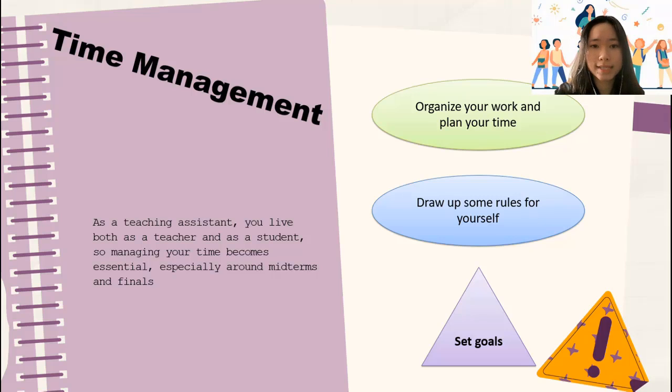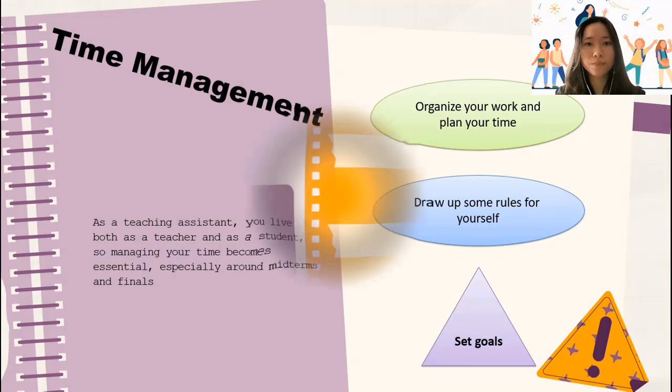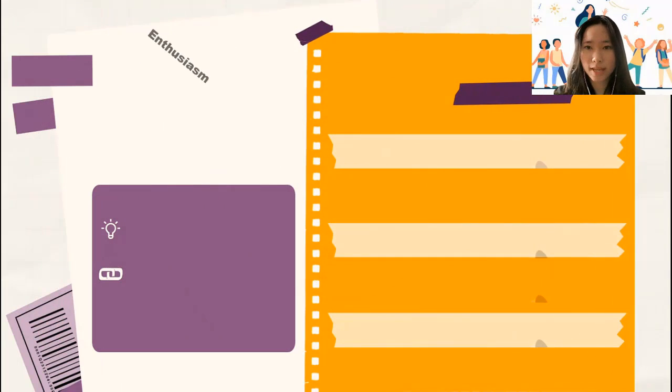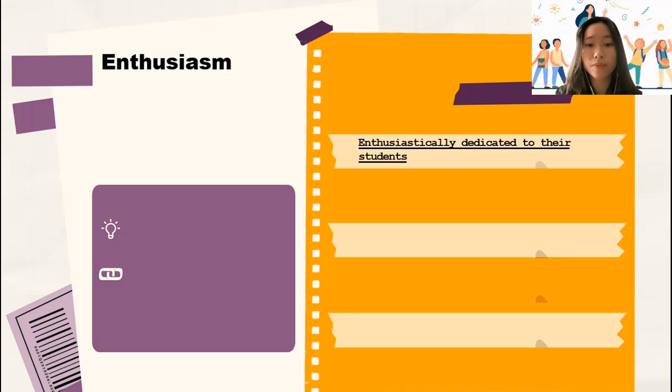And the last one is the enthusiasm skill. Teaching assistants are enthusiastic and dedicated to their students. If the students can depend on you for assistance, you may take the opportunity to work with them for an extended period of time, and this can be a way to build their confidence. You can also help them to improve their strengths and overcome their weaknesses.